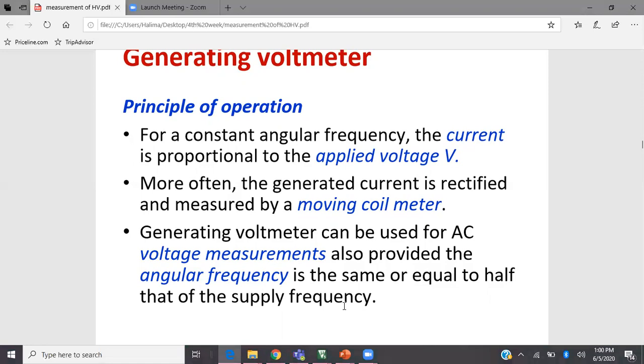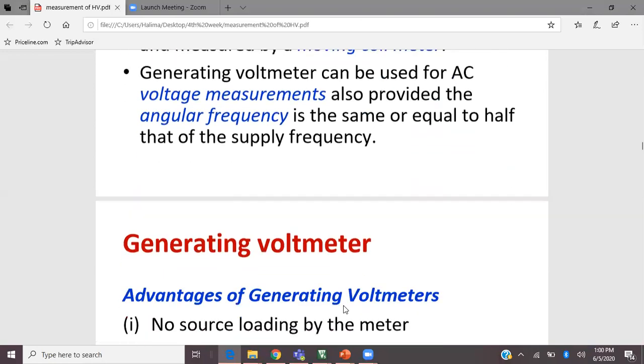So there will be some advantages and disadvantages of the generating voltmeter. For example, there will be no source loading by the meter, so it is an advantage of the generating voltmeter. There is no direct connection to the high voltage electrode. It is also an advantage of the generating voltmeters. The scale is linear, and you can say the extension of range is easy, and it is a very convenient instrument for electrostatic devices such as the Van de Graaff generator and the particle accelerators, as we have discussed in our high voltage generation.